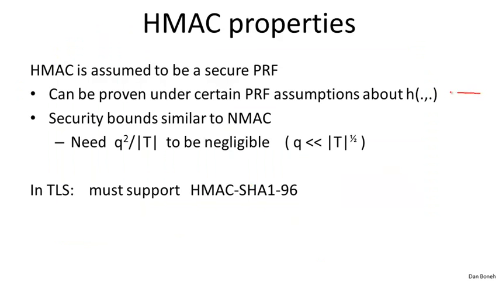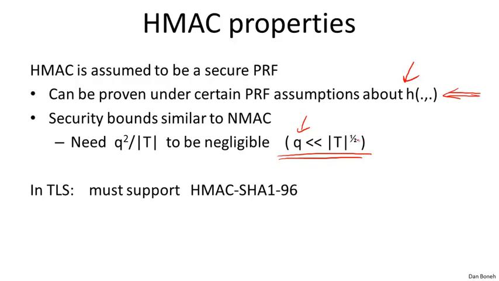And so, as I said, HMAC can be proven secure under these PRF assumptions about the compression function h. The security bounds are just as they are for NMAC. In other words, you should not have to change the key as long as the number of messages you're MACing is smaller than the size of the output tag to the 1/2. But for HMAC SHA-256, the output space is 2 to the 256. Square root of that would put us at 2 to the 128, which means that basically you can use HMAC SHA-256 for as many outputs as you want, and you'll always maintain security.